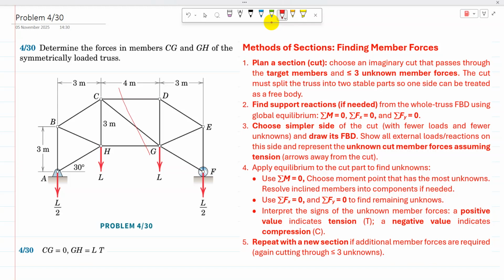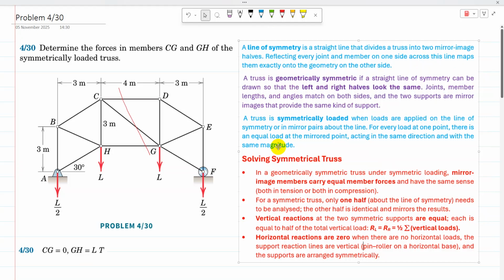The next step is to find the support reactions if needed. In this one, we need to find the support reactions at both supports. So I'm going to find the support reactions. As it is a symmetrically loaded truss, the vertical reactions at the two symmetric supports are equal.